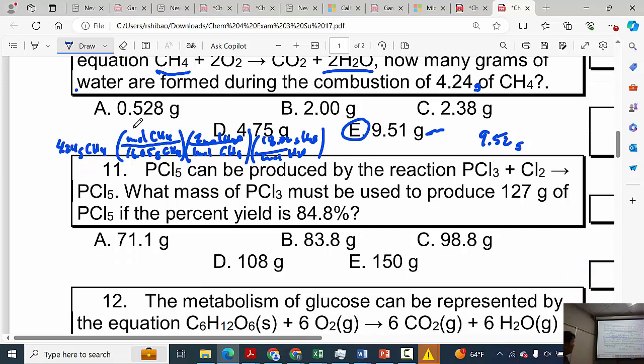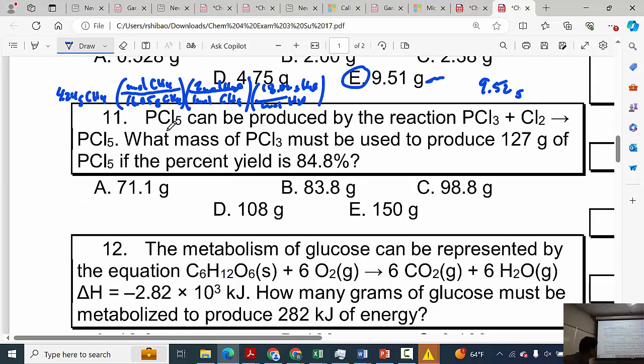Okay, 11. PCl5, phosphorus pentachloride, can be produced by the reaction of PCl3, phosphorus trichloride, and chlorine, which yields PCl5. What mass of PCl3 must be used to produce 127 grams of PCl5 if the percent yield is 84.8%? Percent yield is going to be 84.8 grams of actual yield over 100 grams of theoretical yield.